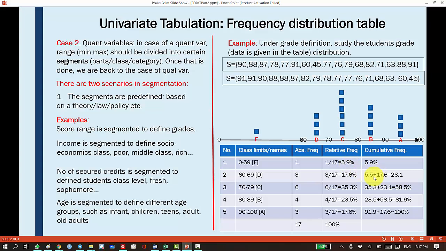In the second class, the cumulative frequency of the second class is the relative frequency of the second class plus the relative frequency of the first class. The cumulative frequency of the third class is the sum of the relative frequencies of the third class, second class, and first class. Likewise, the cumulative frequency of the fourth class is the sum of the relative frequencies of the fourth class, the third class, the second class, and the first class, and so on and so forth.